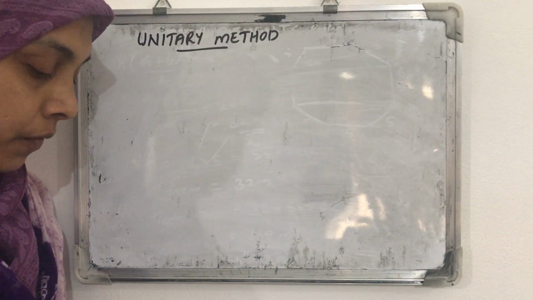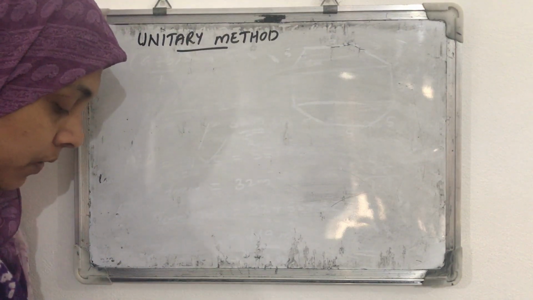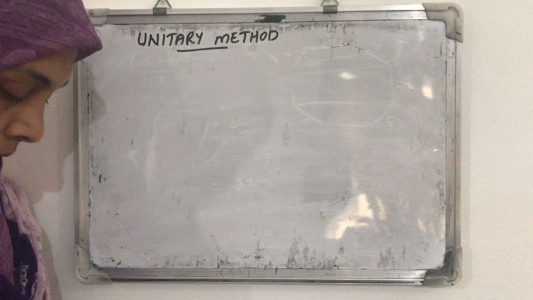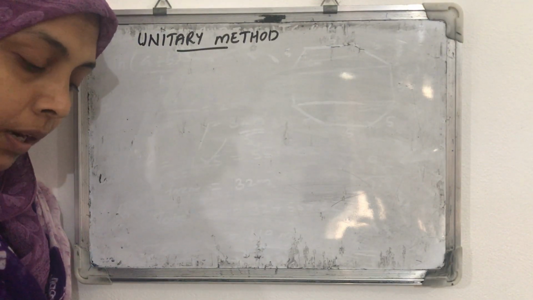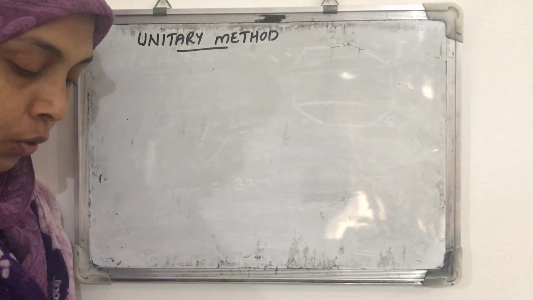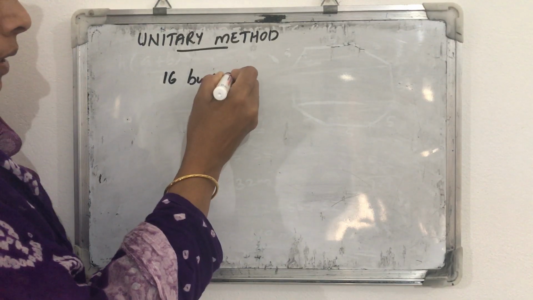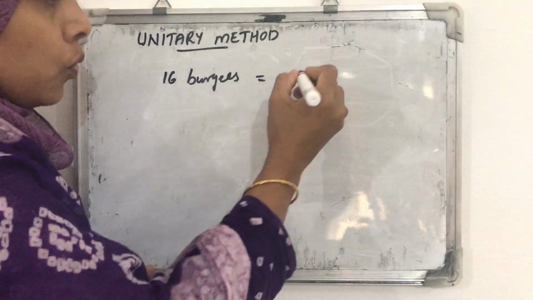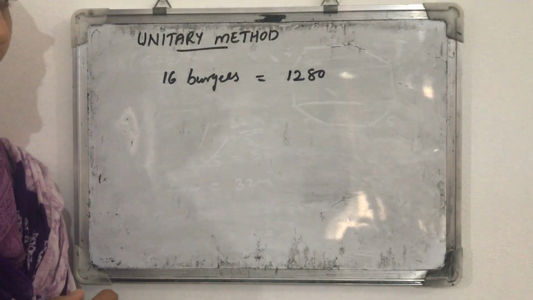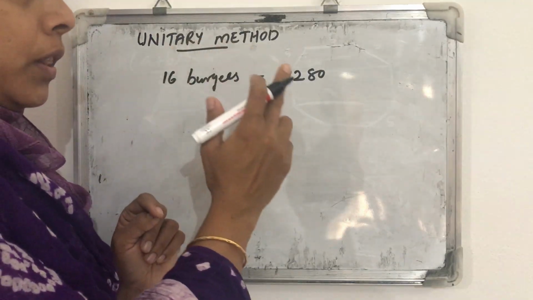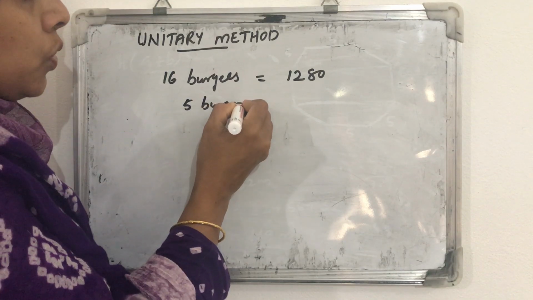Read the question. 125 gram of yogurt provides 4.5 kilogram of protein. Before that I will give a simple question for you and it will be very clear. After that we can discuss that type of question. Now look at one question. If 16 burgers cost 1280 rupees, what will be the cost of 5 burgers? That we want to find out.